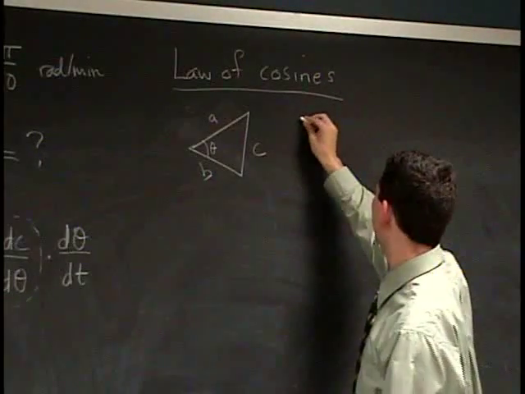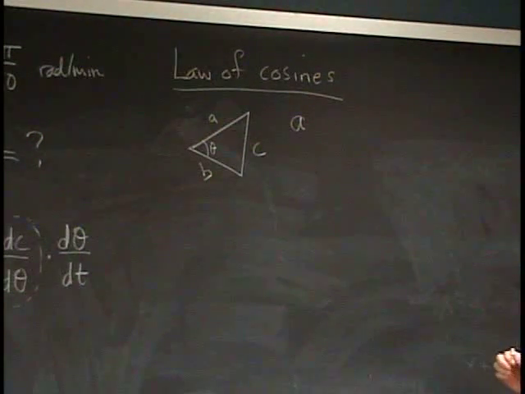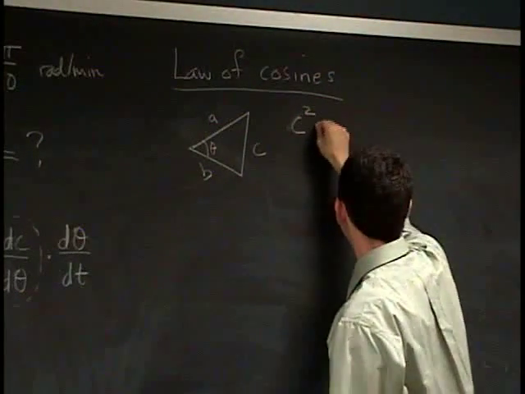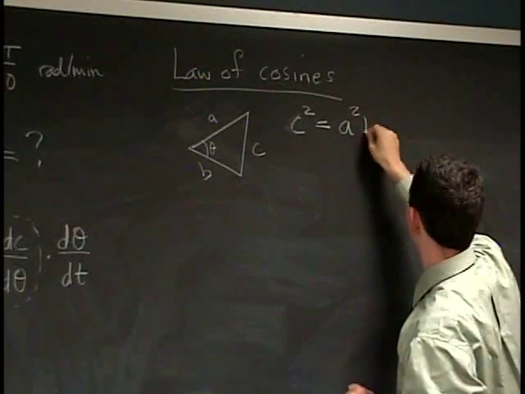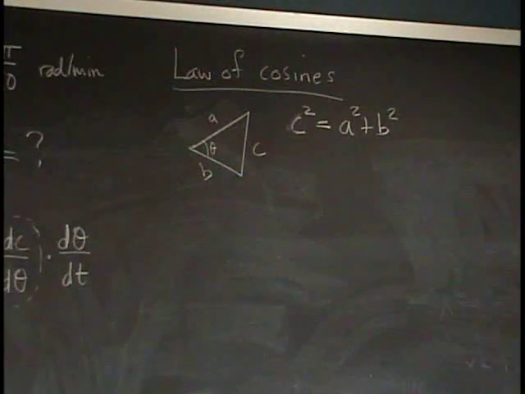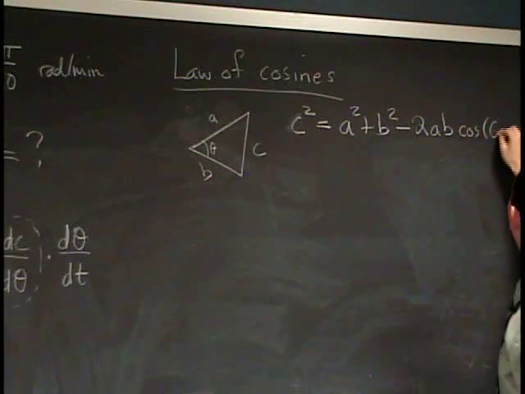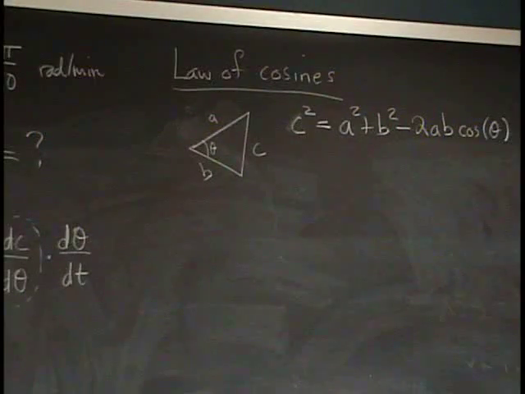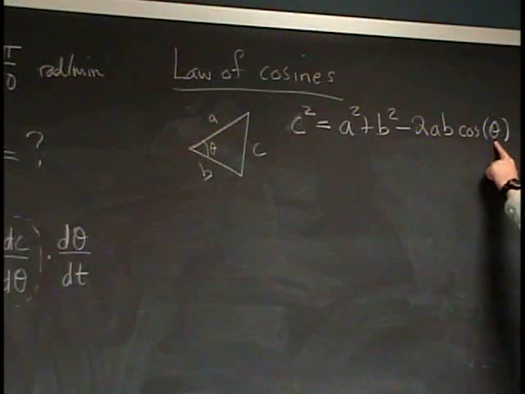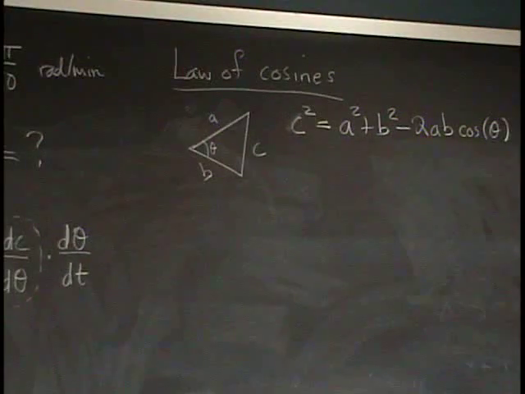Okay. And the law of cosines is somehow a generalization of the Pythagorean theorem. It says that c squared, well, if this was the Pythagorean theorem, it would say c squared is a squared plus b squared. But this is not a right triangle. So you lose something. And what you lose is 2 times AB times the cosine of theta, the angle between A and B. And in the particular case where theta is a right angle, then you have cosine of 90, which is 0. So this term goes away, and you're left with the Pythagorean theorem. So the law of cosines really generalizes the Pythagorean theorem.